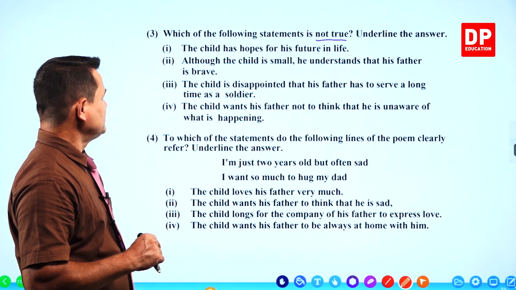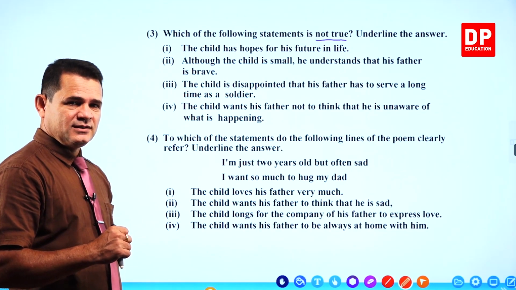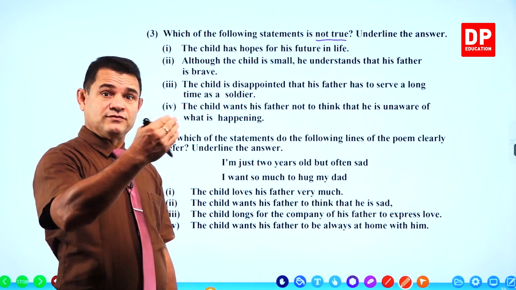Let's see. The child has hopes for his future in life. The child has hope for his future.